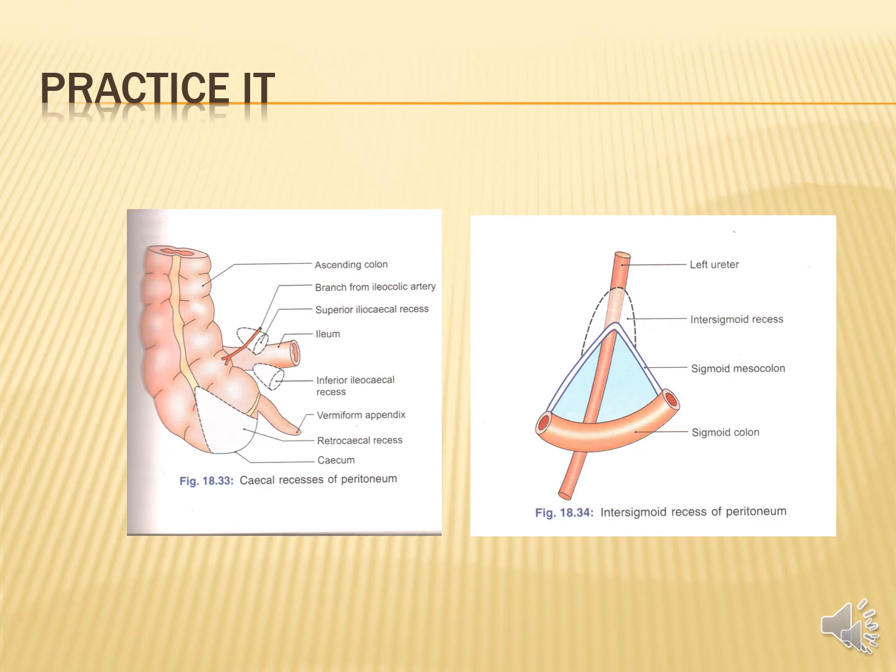Then we have the intersigmoid recess of peritoneum also over here, which is the only recess which is in relation with your sigmoid mesocolon, and it is constantly present in fetus. It lies behind the apex of sigmoid mesocolon and its orifice looks downwards, as we can appreciate in the diagram.